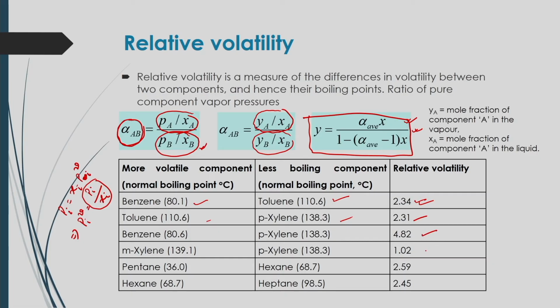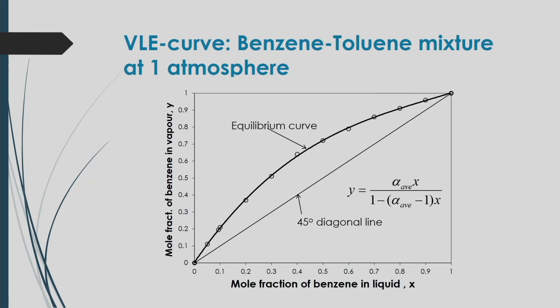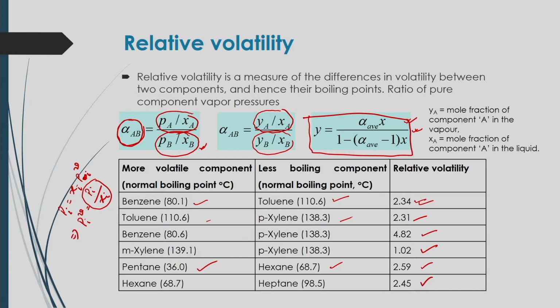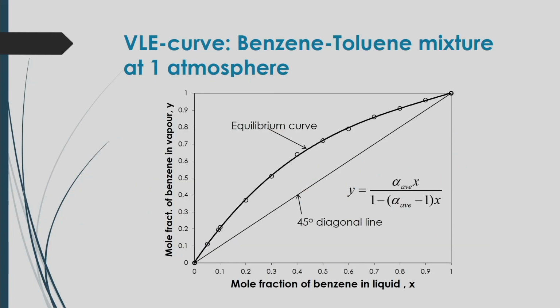For meta-xylene and para-xylene mixture, the relative volatility is 1.02. Pentane and hexane give a relative volatility of 2.59, whereas the mixture of hexane and heptane gives 2.45. So you can calculate how to assess whether components are volatile and how they are relatively more volatile than other components.